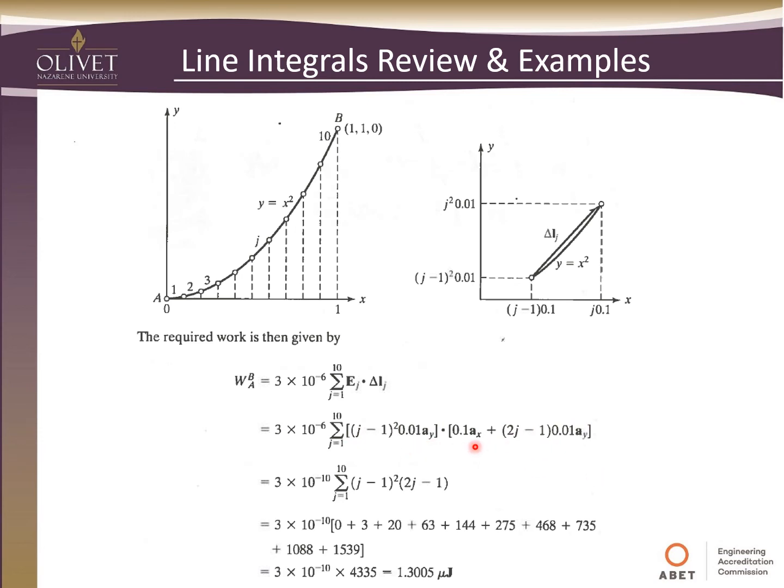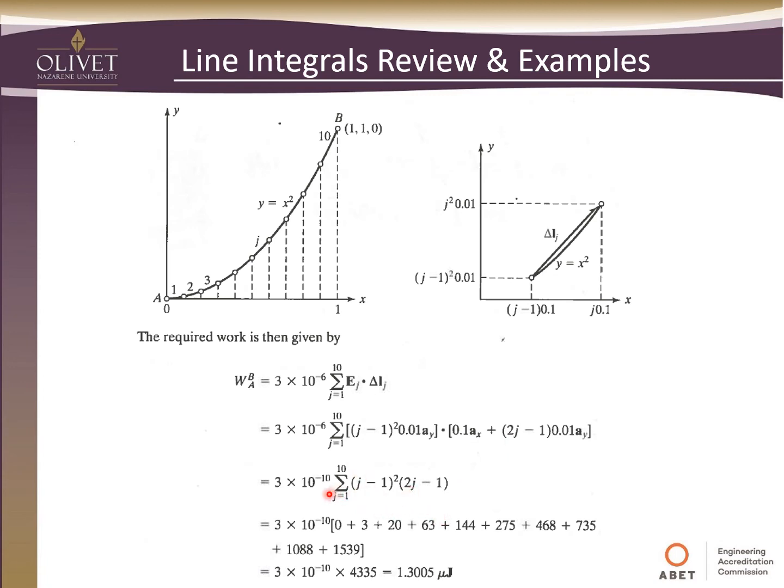So here we can do the dots, and when we do, remember if we dot this first one, our a_y and our a_x, that one's going to fall out because the dot product of these two, they're perpendicular to each other, so the dot product would be 0. So then what we're left with is this a_y dotted with a_y, so it'll just be this quantity times this quantity, and that's what we see here: (j minus 1) squared, 2j minus 1, and so that falls out.